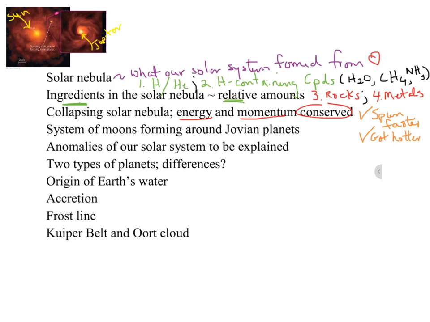But actually around the Jovian planets, they got larger, and so they had their own mini accretion disk. Those cool moons we looked at today in lecture, well, some of us looked at today in lecture, were formed in that little accretion disk around Jupiter.